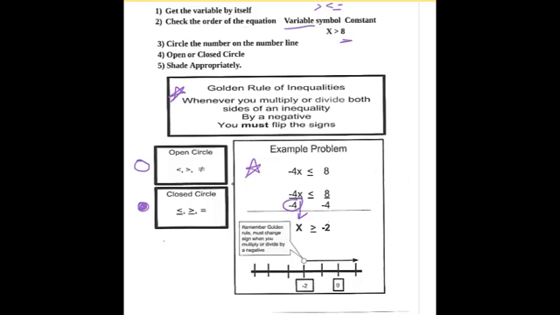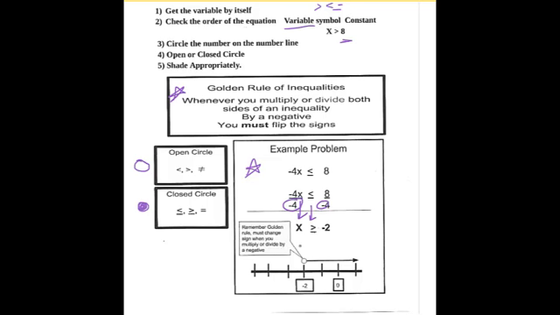Now, this is one of those examples of the golden rule. We divided by a negative number. So if we divide by a negative number, we have to flip the sign. As you can see, the sign here was one way, and then down here we flipped it another way. So now we have x is greater than or equal to negative 2.